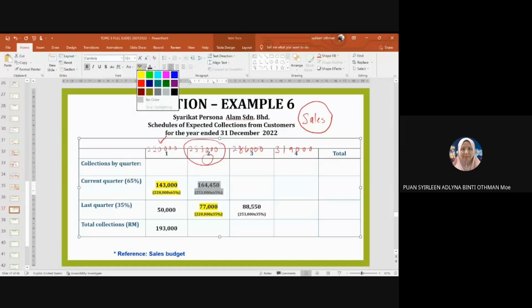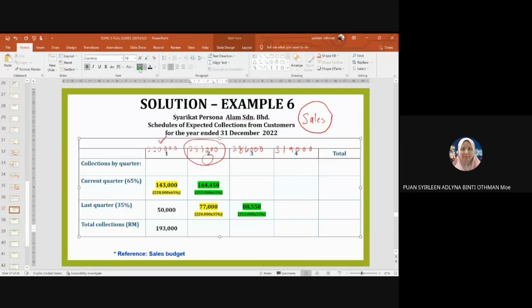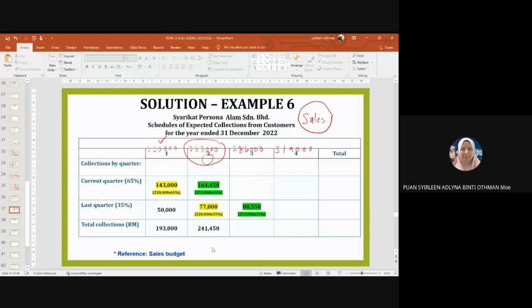Okay, alright. So ini 164,450 ni, alamak, hitam sangat tak nampak pula numbers dia. Okay, yang ni 164,450 ni adalah quarter 2. Yang 88,550 ni pun dari quarter 2. Okay, so ini is collection for quarter 2 punya sales. Okay, so total dekat quarter 2 sales dia ialah 164,450 plus 77,000. So kita akan dapat 241,450.